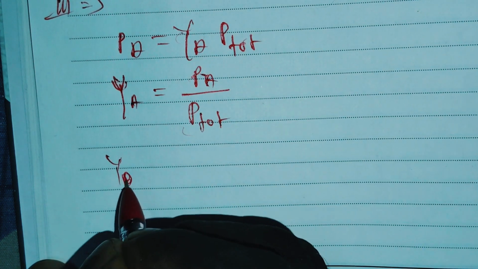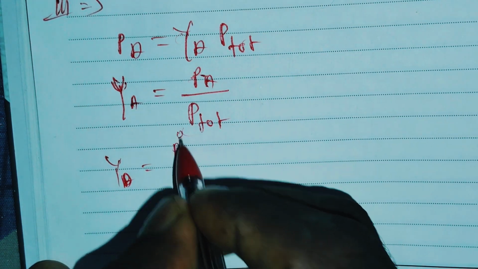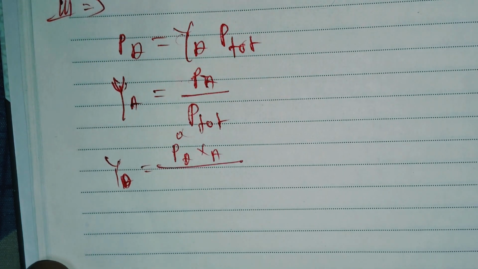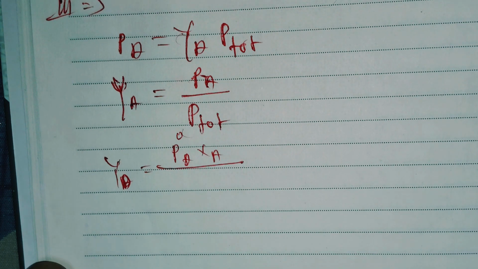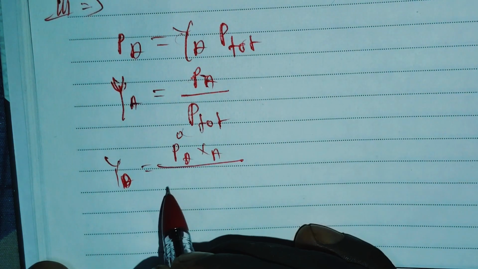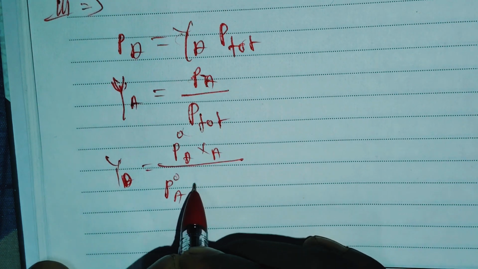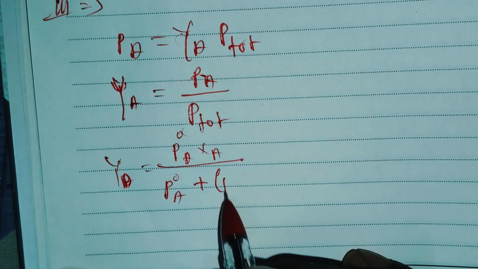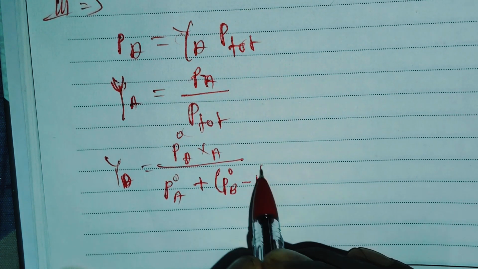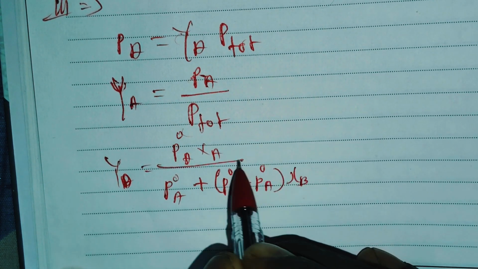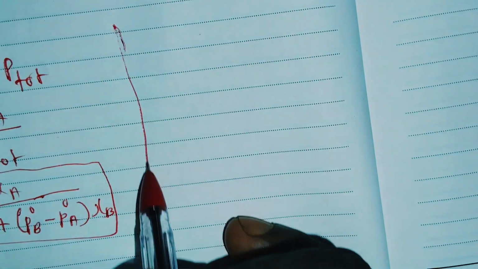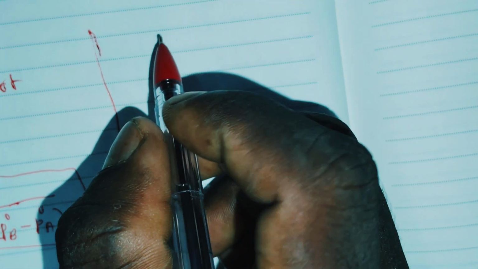That is y of A is equal to P naught of A x of A, divided by P naught of A plus (P naught of B minus P naught of A) x of B. Okay, so this formula is most useful.